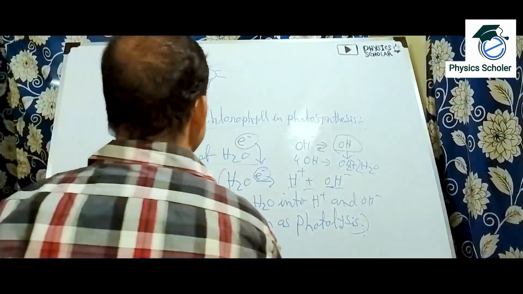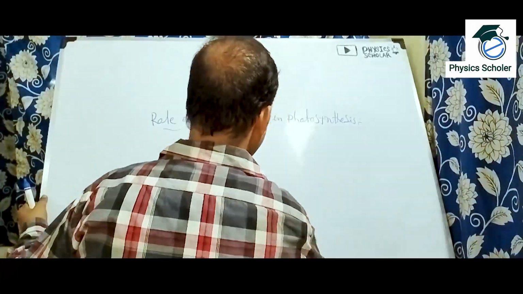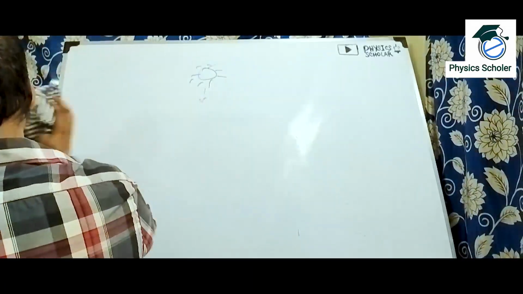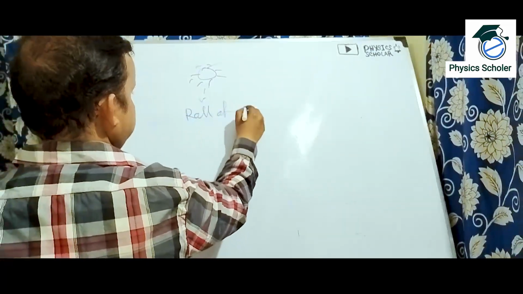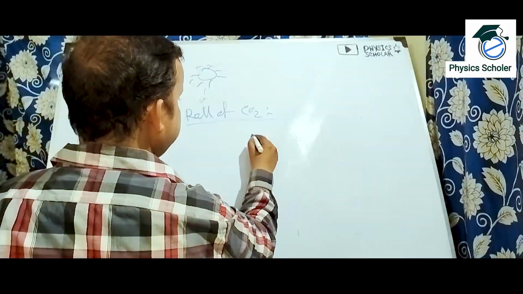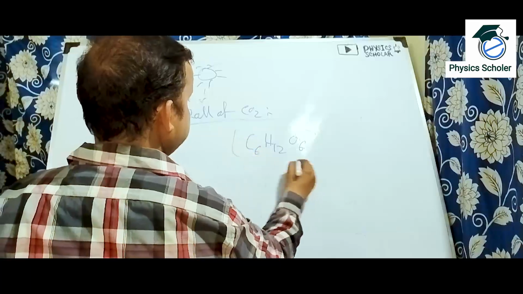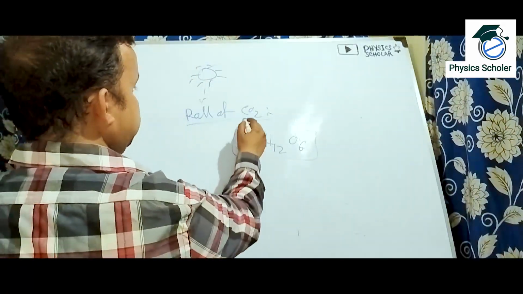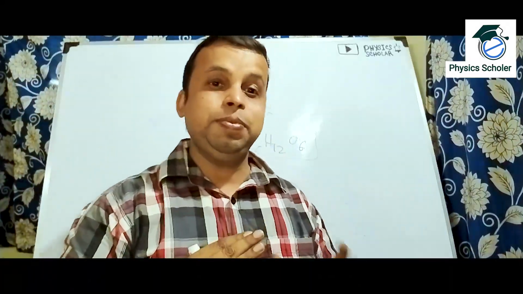Next, role of CO2. Role of carbon dioxide. In photosynthesis, what is produced? C6H12O6 is produced in photosynthesis. So this carbon is coming from the carbon dioxide. There are various steps for that carbon.